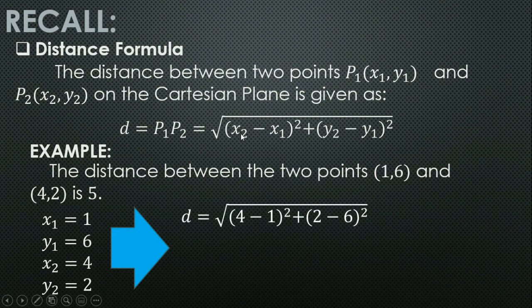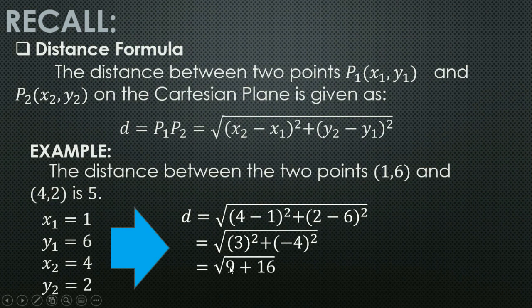So, d is equal to x sub 2 is 4, kaya 4 yung nakalagay dyan, minus x sub 1 is 1. 4 minus 1 squared plus y sub 2 is 2, and y sub 1 is 6. 2 minus 6. 4 minus 1 is 3 squared plus 2 minus 6 negative 4 squared. Simplifying, we have 3 squared is 9, negative 4 squared is 16. 9 plus 16 is 25. Square root of 25 is 5.